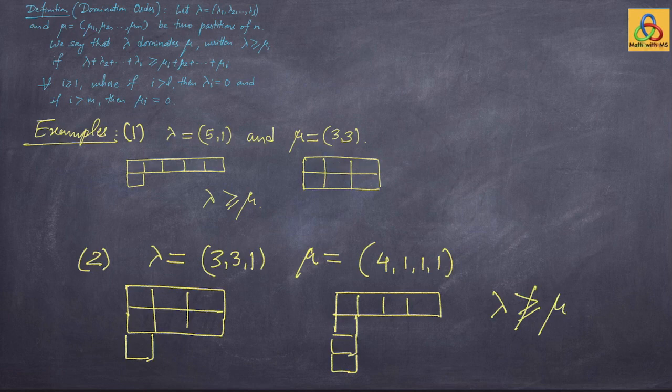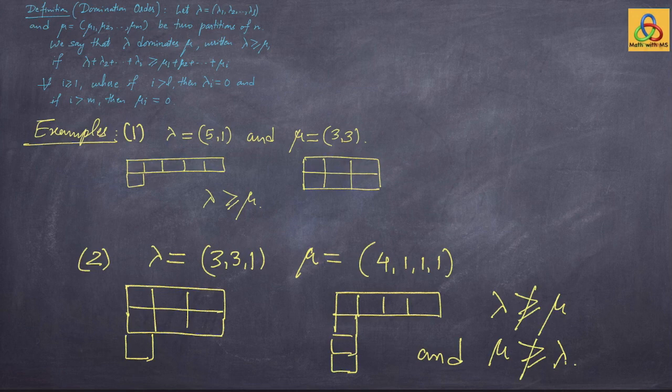Let's look at the other way. The number of boxes in the first row of mu is 4, which is bigger than or equal to the number of boxes in the first row of lambda. That's fine. The number of boxes in the first two rows of mu is 5, whereas the number of boxes in the first two rows of lambda is 6. So that implies that mu is also not bigger than or equal to lambda. So lambda and mu are not related at all under this order.